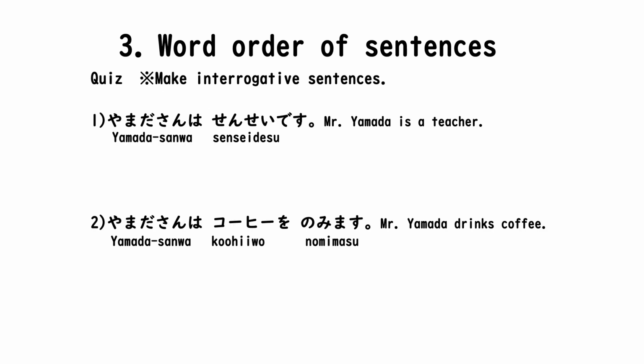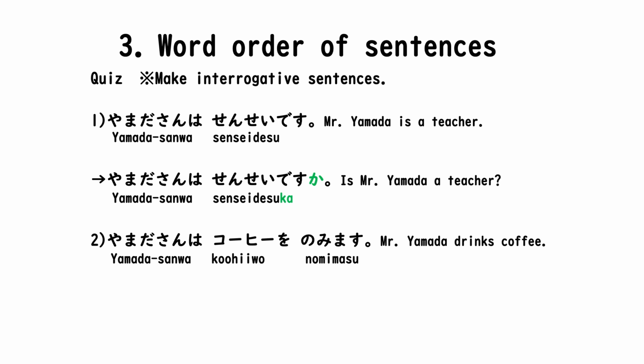Let's take a quiz. Please make an interrogative sentence from sentence 1 and 2. Sentence 1 is 山田さんは先生です。Mr. Yamada is a teacher. Please make an interrogative sentence with this sentence. Yes, the correct answer is 山田さんは先生ですか? Is Mr. Yamada a teacher?